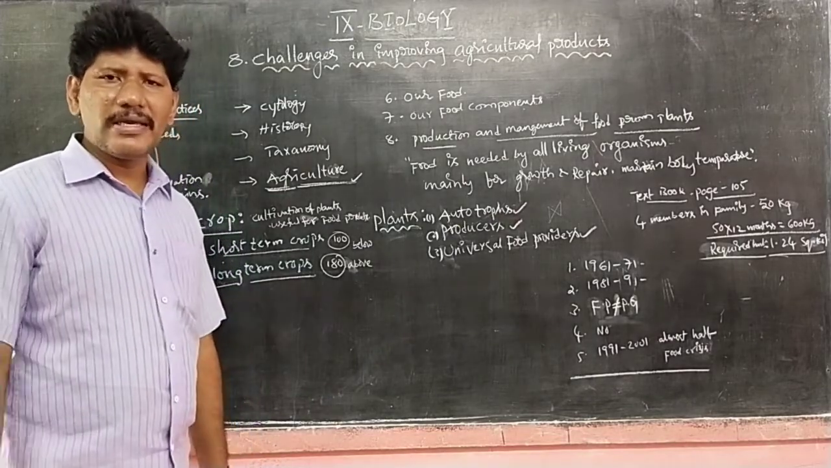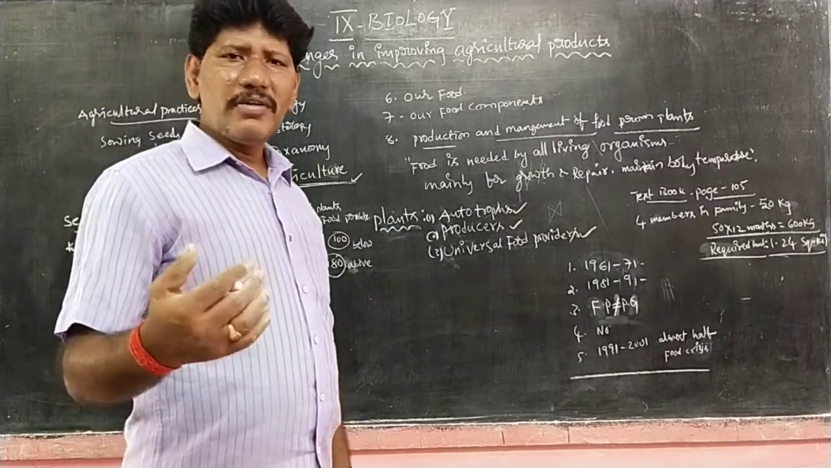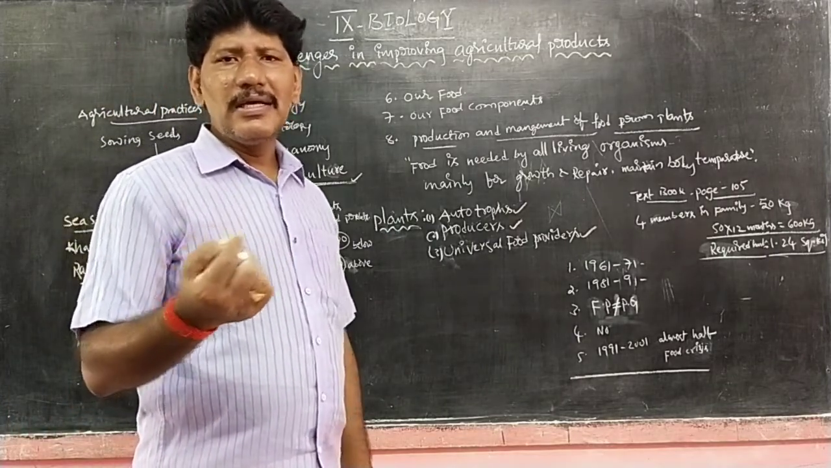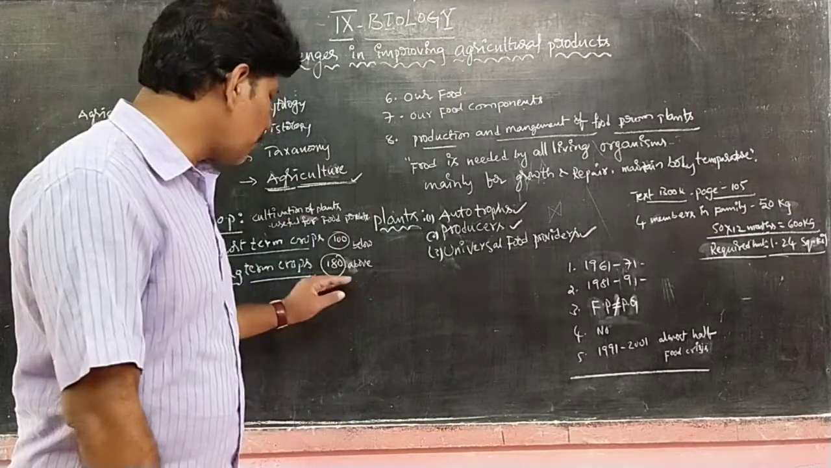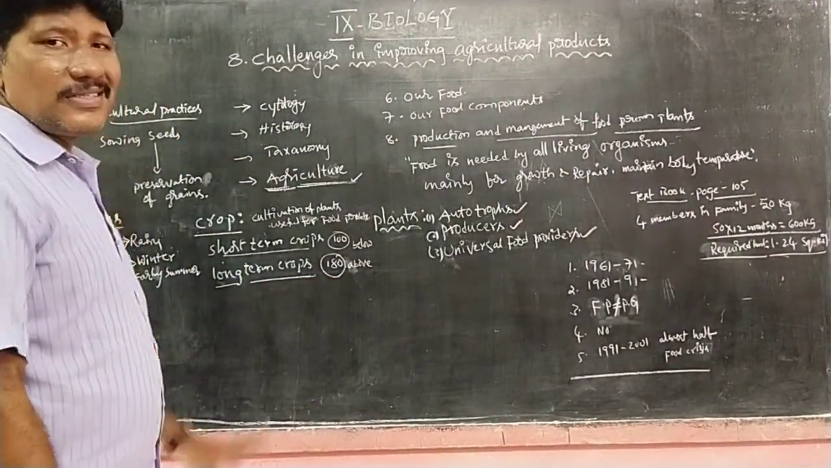For example, sugarcane and coconut. These are called mango. For example, every year in the summer season we are getting these mangoes. So such types of crops are called long-term crops. So already we discussed the seasons.